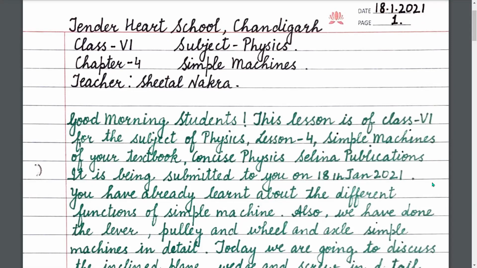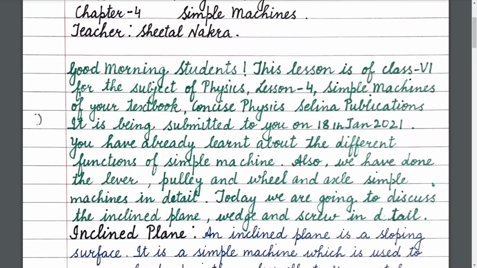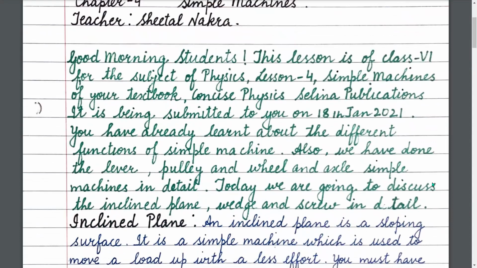You have already learned about the different functions of simple machines. Also, we have done the lever, pulley, and wheel and axle simple machines in detail. Today, we are going to discuss the inclined plane, wedge, and screw in detail.